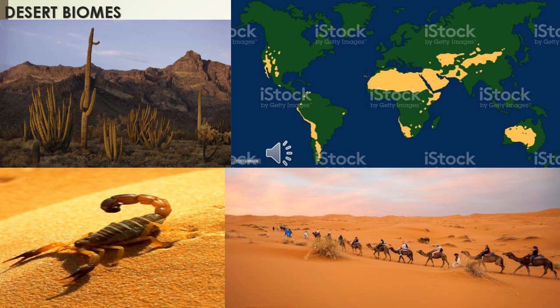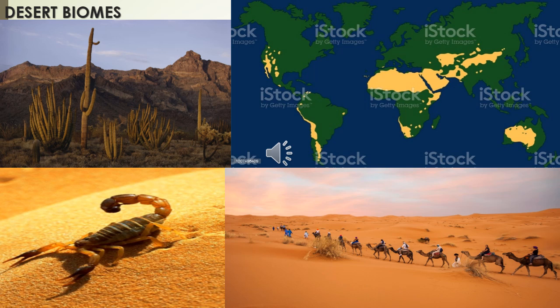Then desert biomes. Deserts are usually found on the western margins of the continents between 20 degree and 30 degree north and south latitude. You can see in the map that most of the desert regions are on the western side of the continents: North America, South America, Africa, Asia. Most of the desert biomes are seen in the western margin.